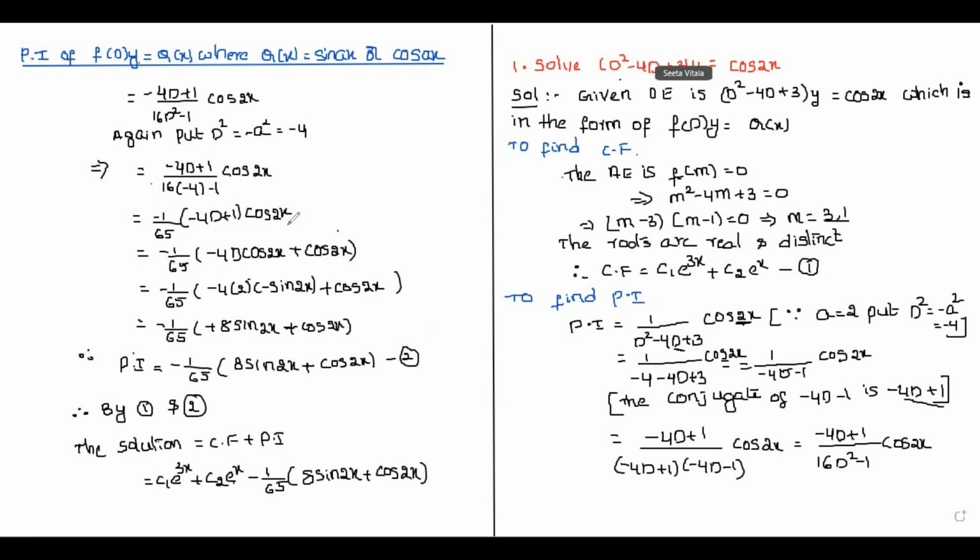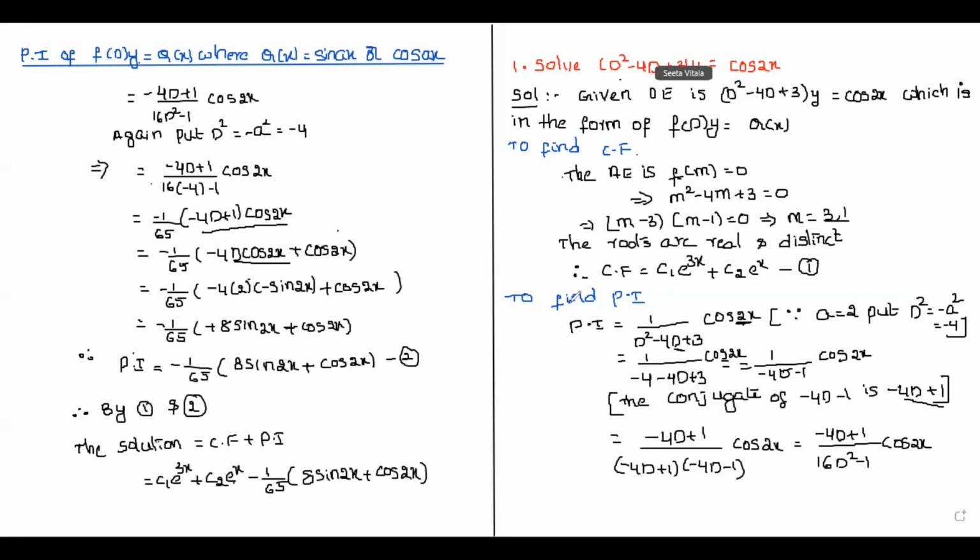Now this cos 2x should be multiplied inside, which is equal to minus 4D cos 2x plus cos 2x. D cos 2x is nothing but the derivative of cos 2x with respect to x. So minus 1 by 65 into minus 4 into, since the constant is 2, into cos becomes minus sin 2x, plus cos 2x. So it is clearly minus 1 by 65 into plus 8 sin 2x plus cos 2x. So therefore the particular integral is equal to minus 1 by 65 into 8 sin 2x plus cos 2x.